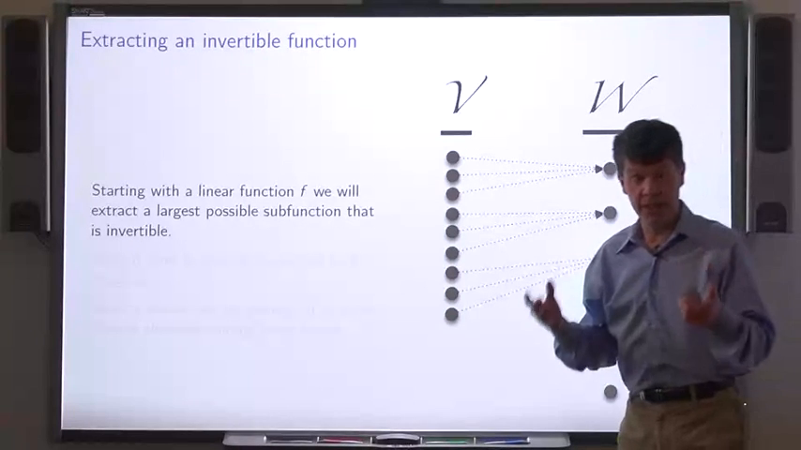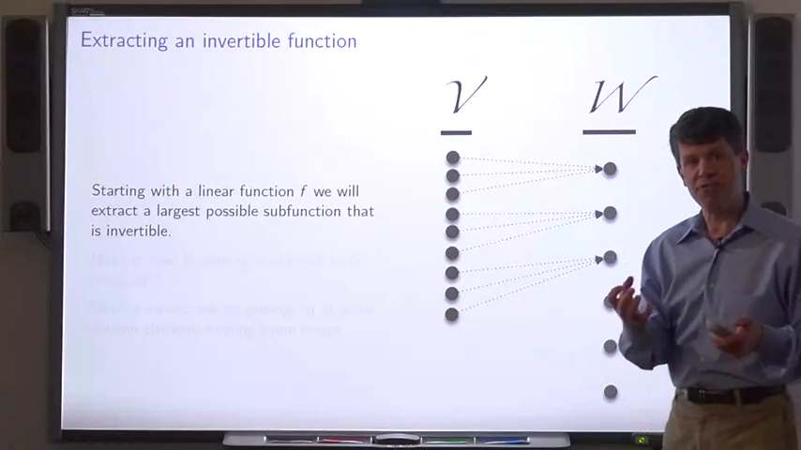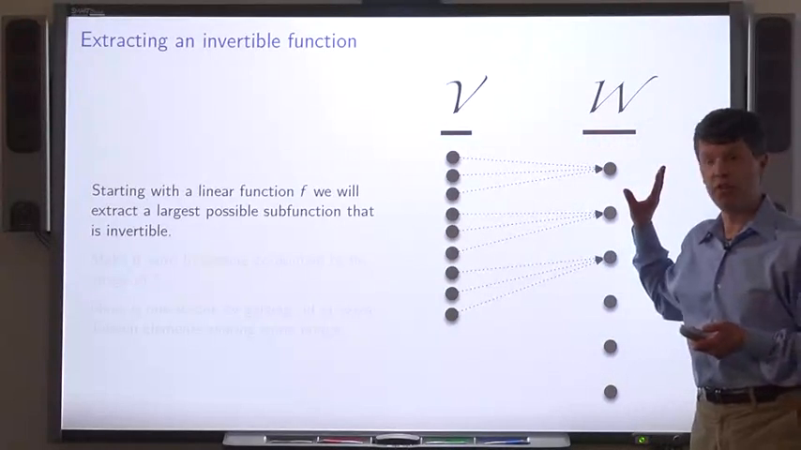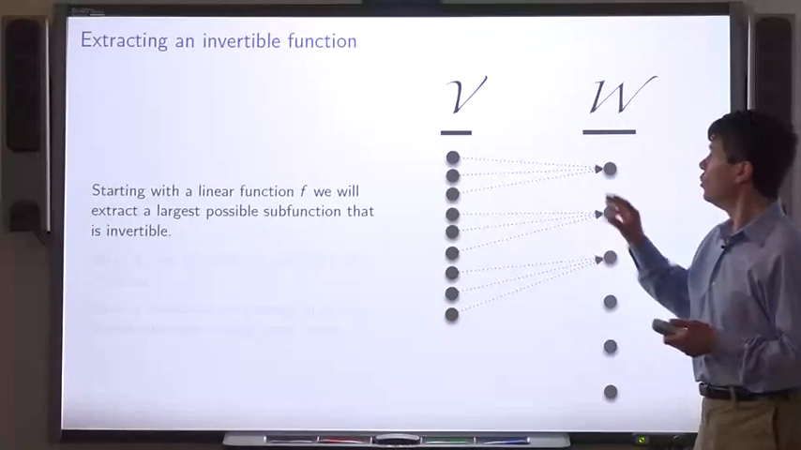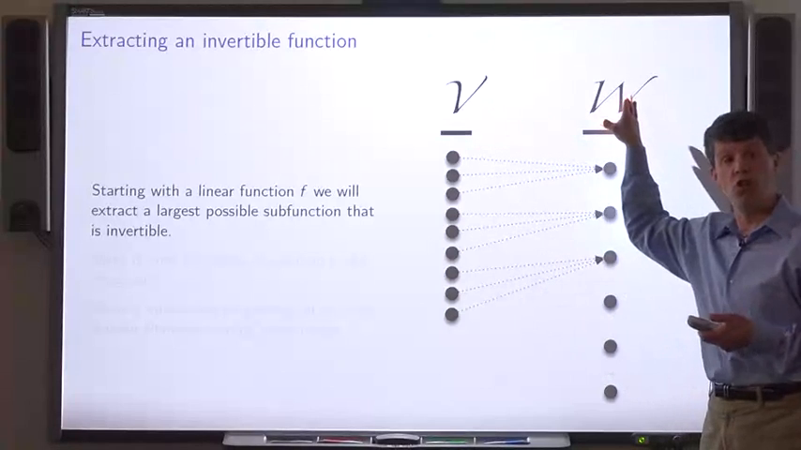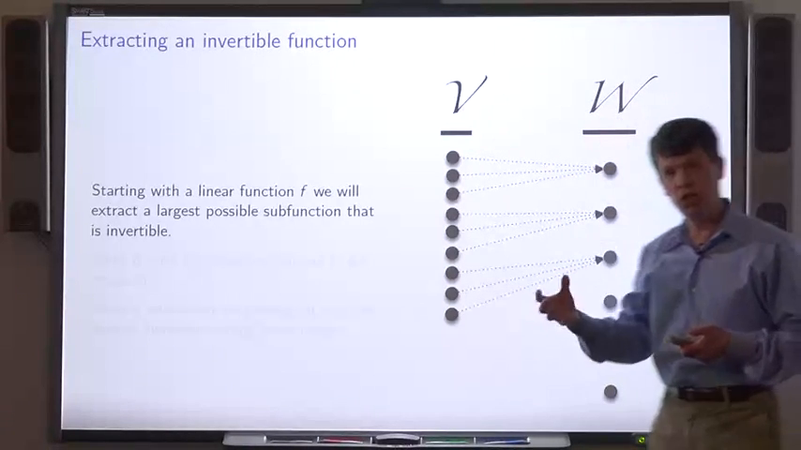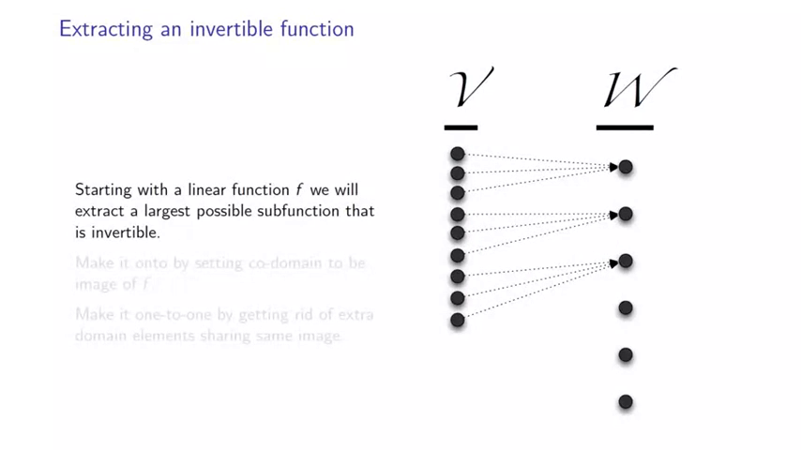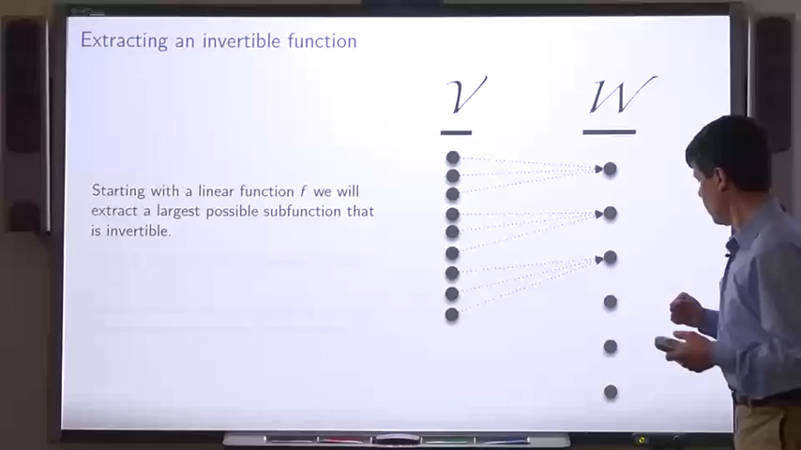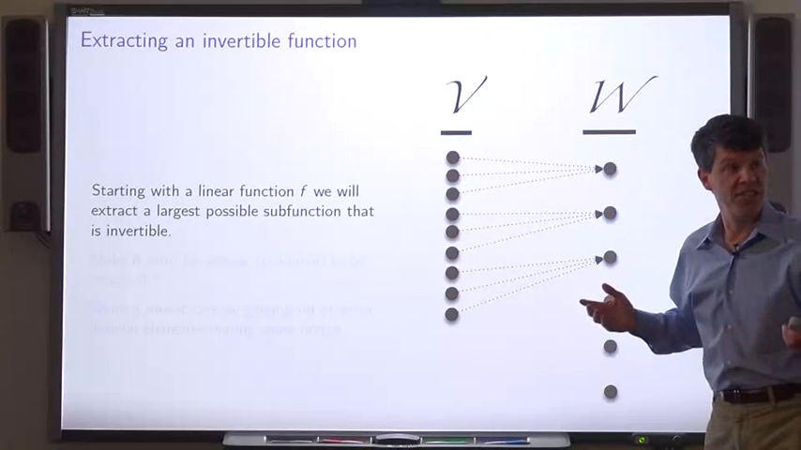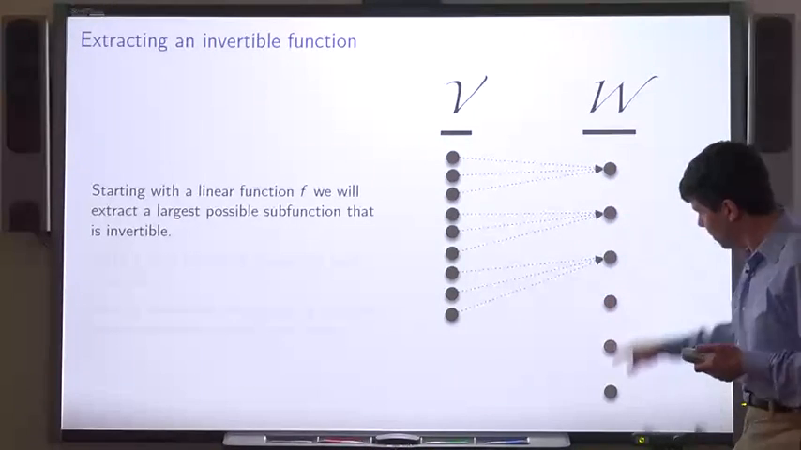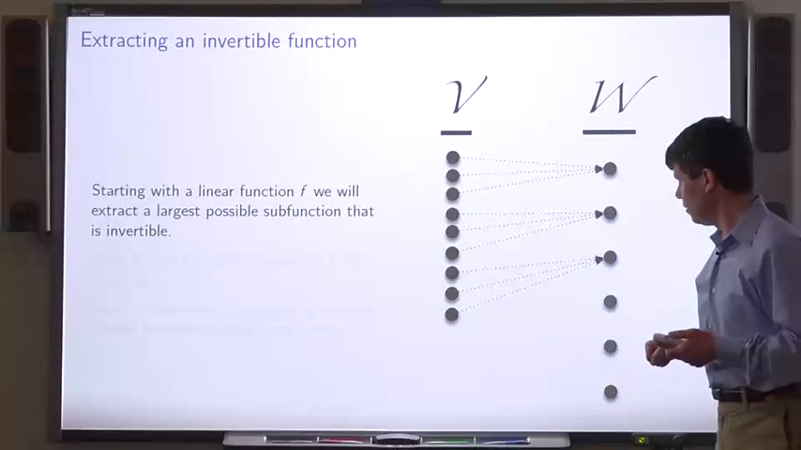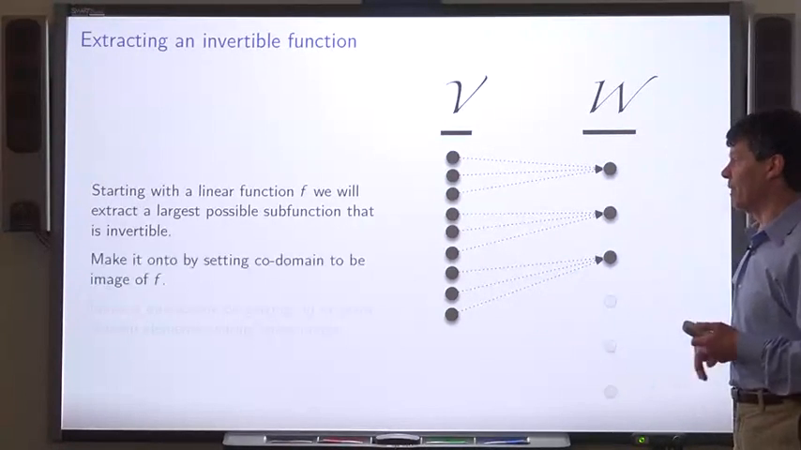We're going to start with a linear function and extract from it an invertible function. So here's a picture of a function whose domain is V and whose codomain is W. What we're going to do is extract an invertible function from this. How does this function fail to be invertible? Well, one thing we note is that it's not onto. There are elements of the codomain that are not the image of any elements of the domain. So let's get rid of those elements.